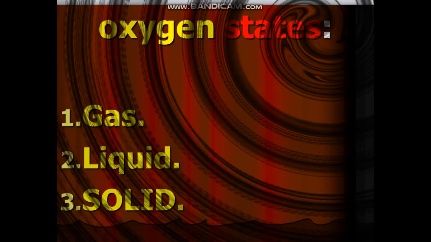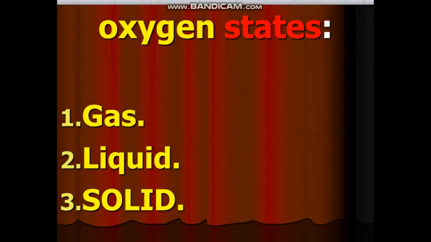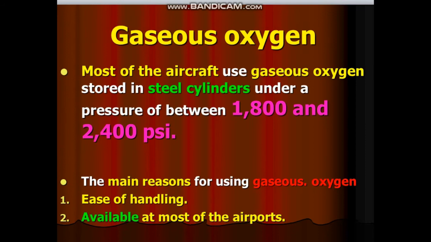The states of oxygen: three. Gas, liquid, or solid. Gaseous oxygen: most aircraft use it, and it is stored in steel cylinders under pressure of between 1800 and 2400 psi. The main reasons for using gaseous oxygen are ease of handling and availability at most of the airports.